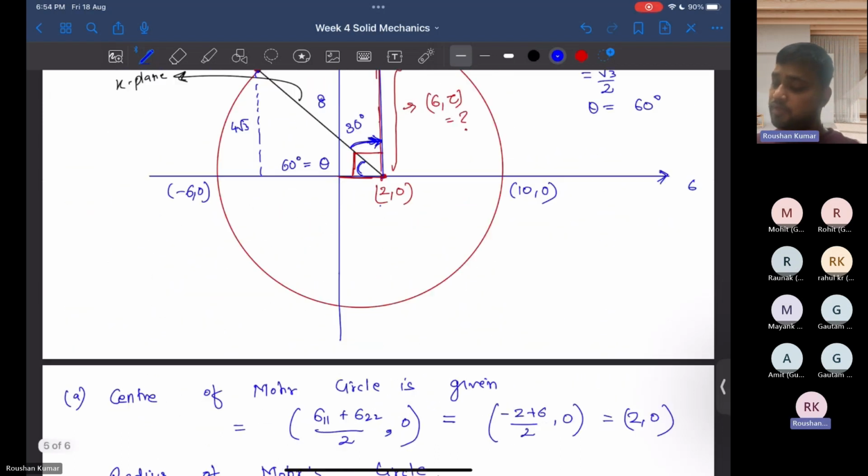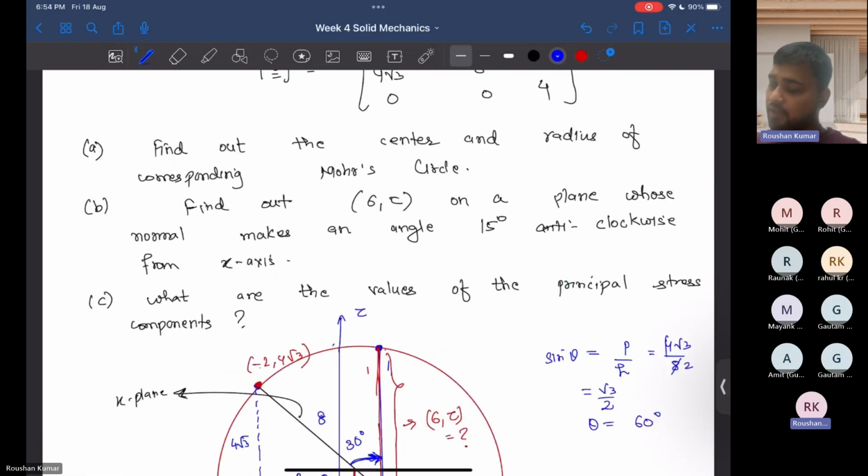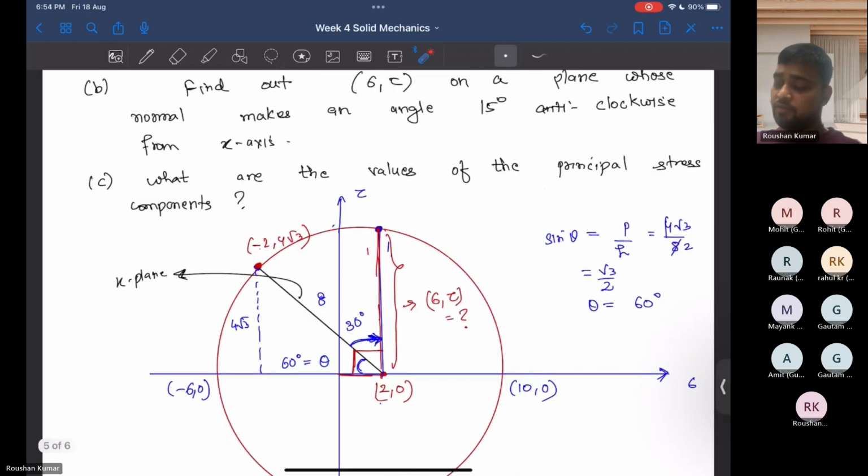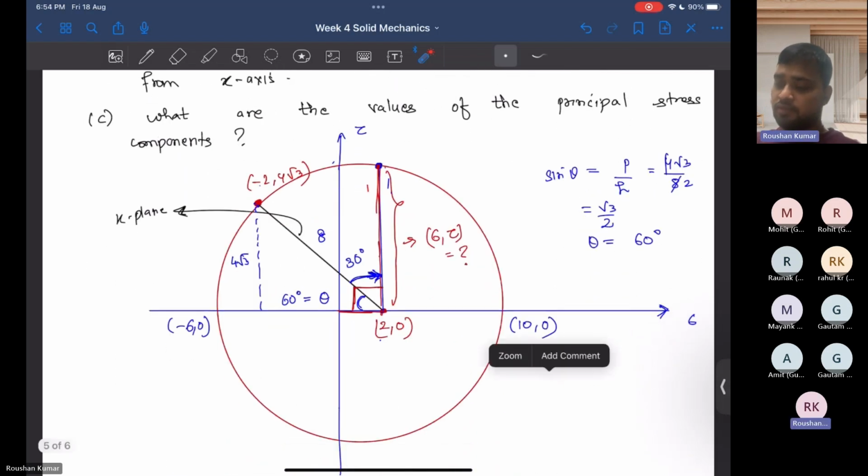Now coming to the third part of this question, what are the values of the principal stress component? As we know, the principal stresses are nothing but the corner points of the Mohr circle on the sigma axis. So here we can see we have two corner points on the sigma axis. The first one is here and the second one is here.